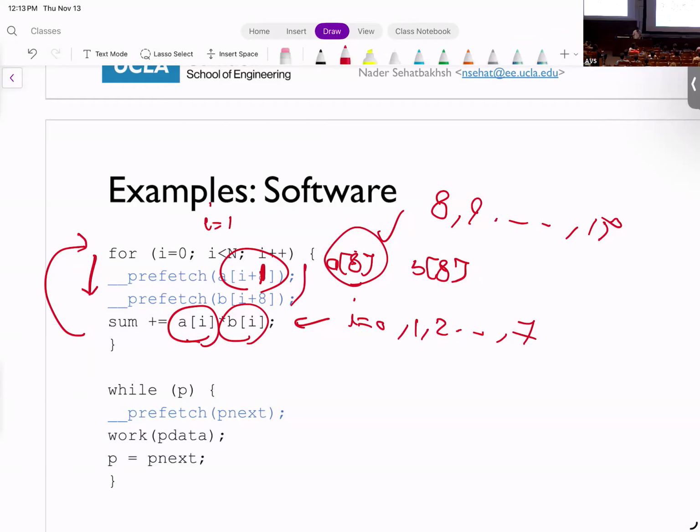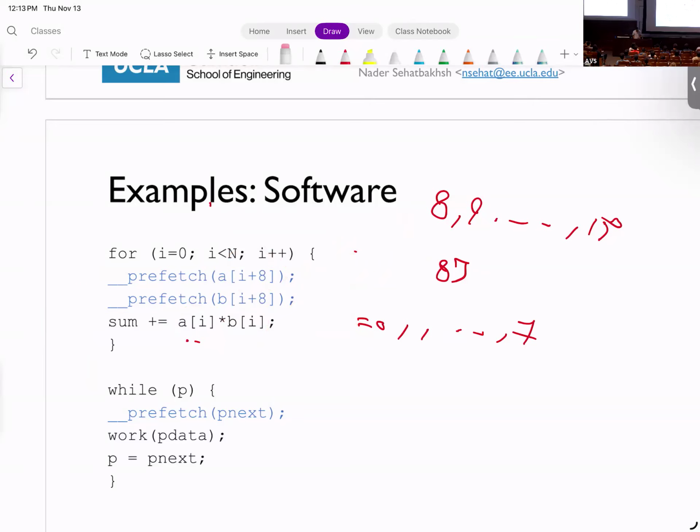Because you always ensure that the data is already in the cache, you're one step ahead. And this is nice because you can implement this as a software programmer. So you know exactly what patterns you're going to use. So this will guarantee very accurate prefetching, because you are the one who is producing this sequence.